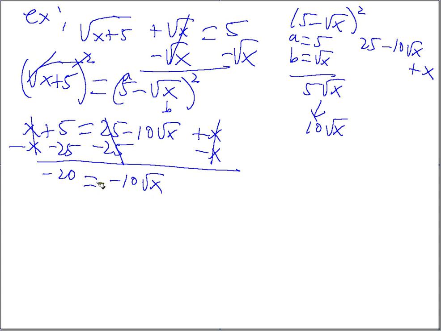Now, before we square both sides here, let's notice that 20 can be divided by what? 10, right? Let's divide that out. Let's divide out the negative 10 on both sides.